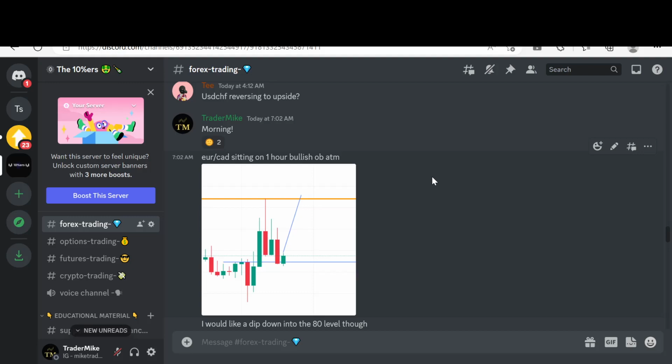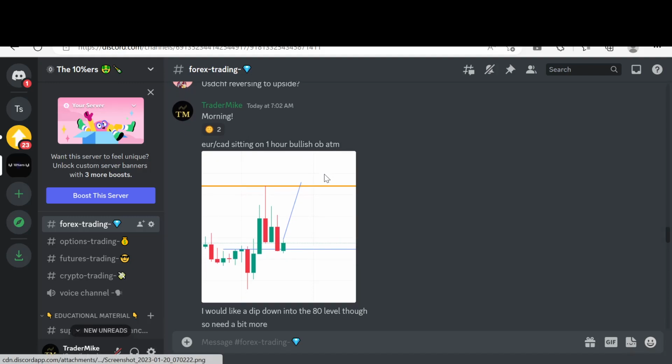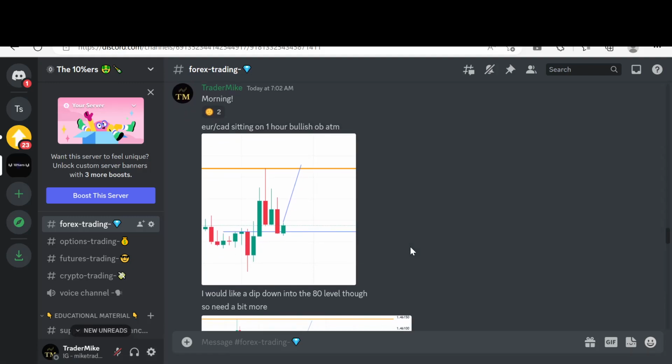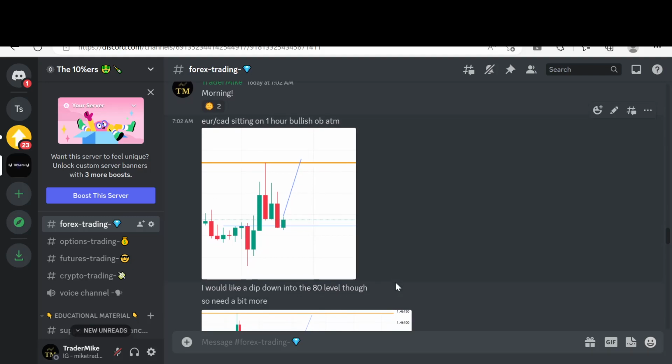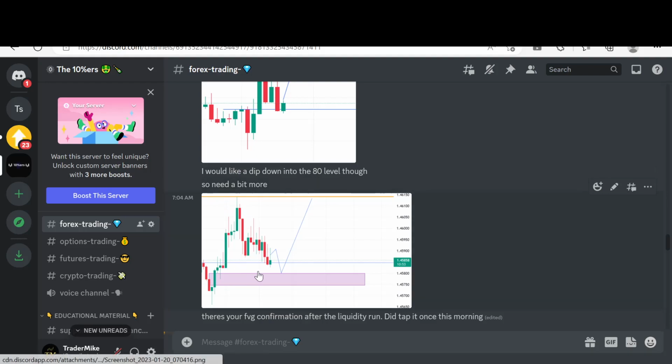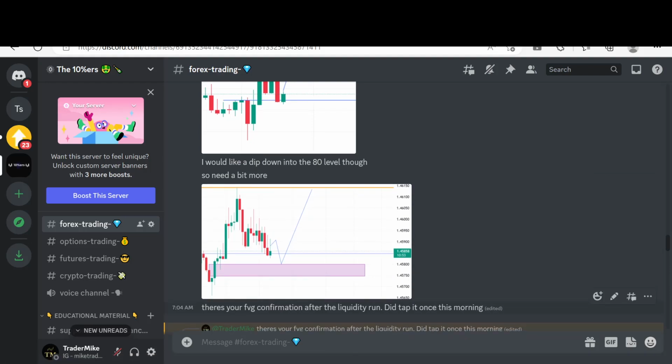Okay, so you can see this morning I posted Euro CAD in here. I said I'm sitting on a 1 hour bullish order block at the moment, which is that right there. That's your bullish order block. I would like a dip down into the 80 level though, so I wanted a little bit of a deeper retracement. See that where I indicated I wanted to see it trade down into that imbalance once more, down into our 80 institutional price level. And I said there's your fair value gap confirmation after the liquidity run.